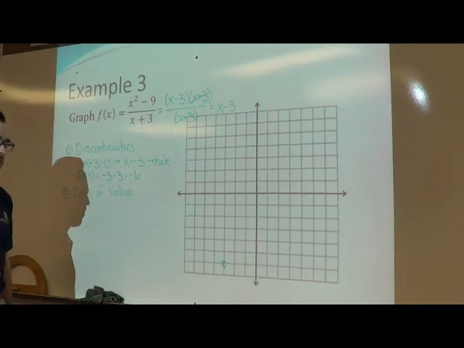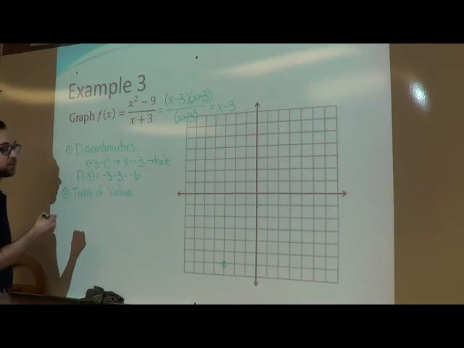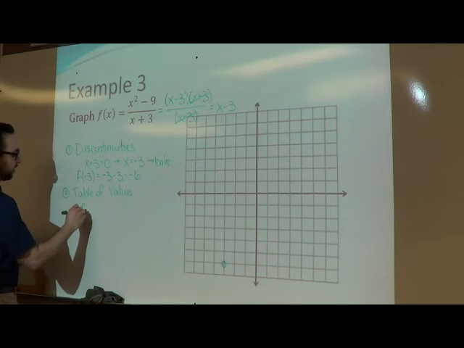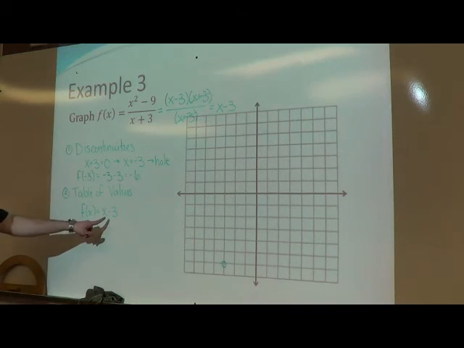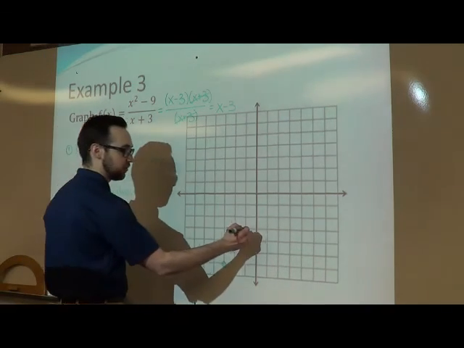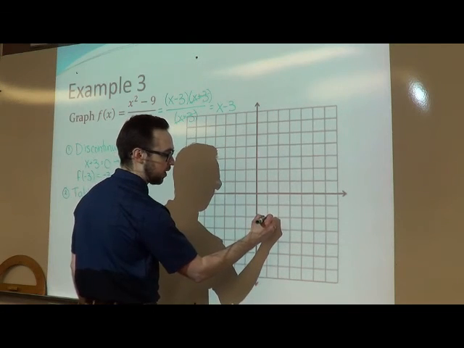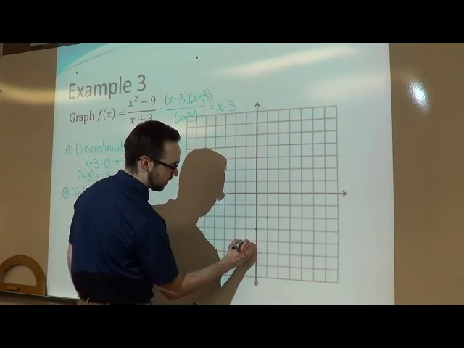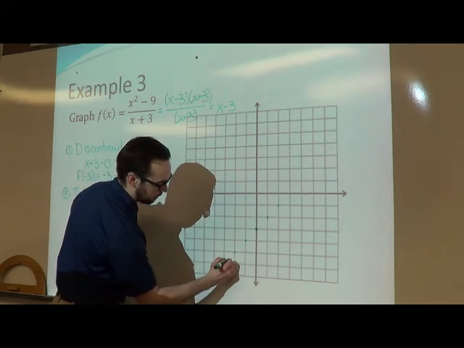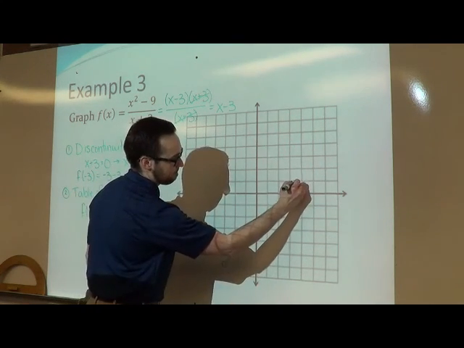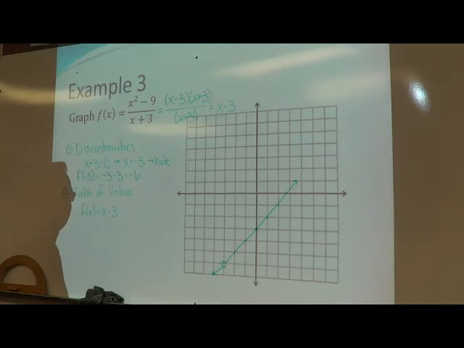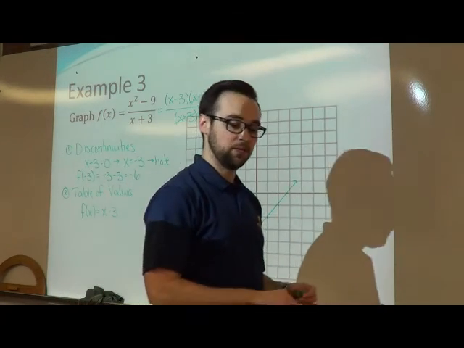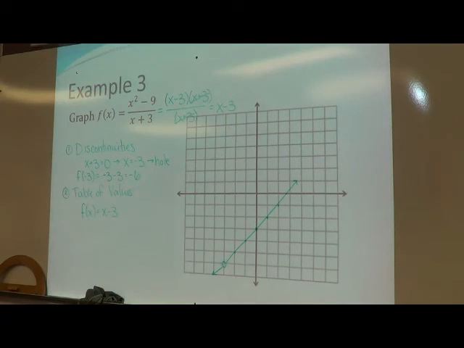So I put an open circle to represent the hole of that graph. And now we know that our function here is x minus 3. I don't need to do a table of values because I just have a line. So I start at negative 3, and I'm going to go up 1 over 1, and then I can go down 1 over 1. And then we're also going to continue down this way. And that's our line. That's all there is to it. So if you can factor things out and get it down just to a line, then it's normal. We don't have the curves in there if we can cancel things out.